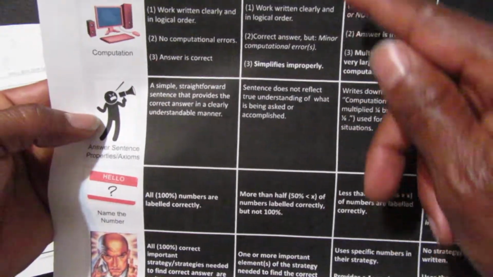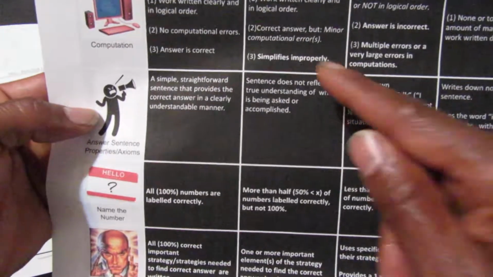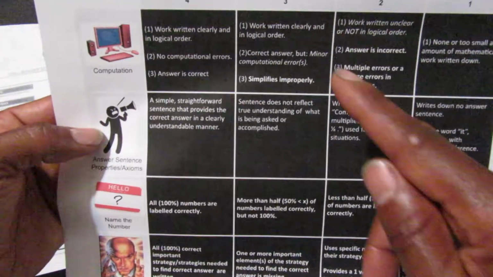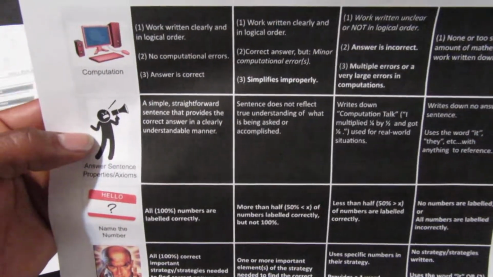Also, they can earn a 3 where they do all the work properly, lined up clearly and logically, but they don't simplify. Simplifying has been a challenge for students, so I'm trying to be gentle about that. By the time November comes up, I'm going to be holding the line on simplifying, okay?